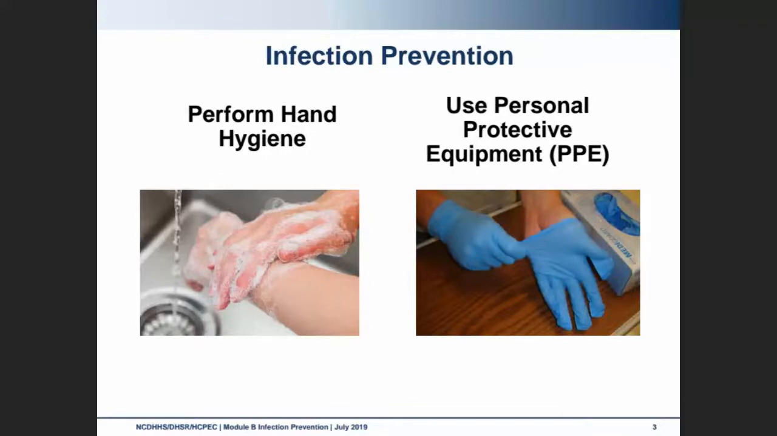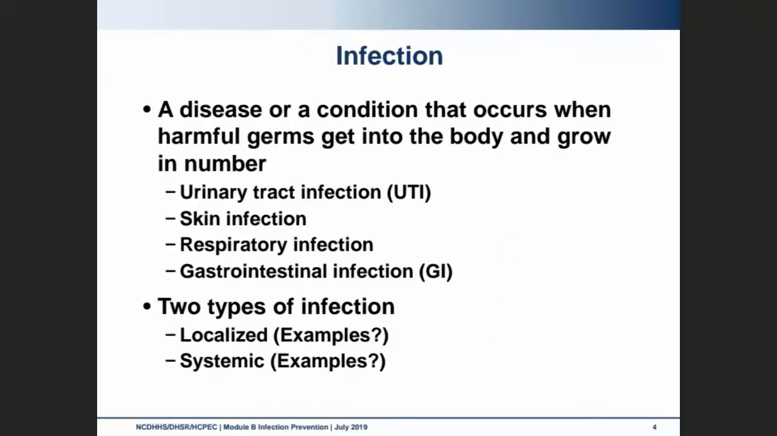So infection prevention, what that simply means is how we control and prevent the spread of infection. An infection is a disease or condition of the body that occurs when a harmful germ gets into the body and then it grows, multiplies in number.